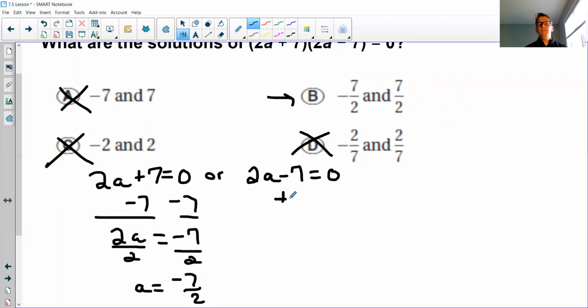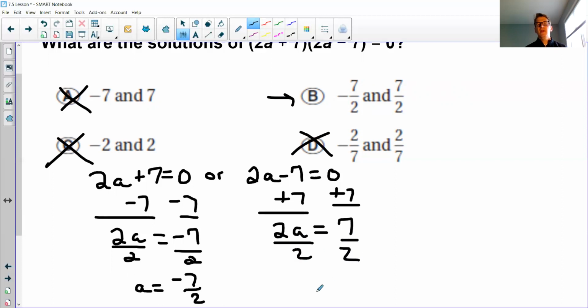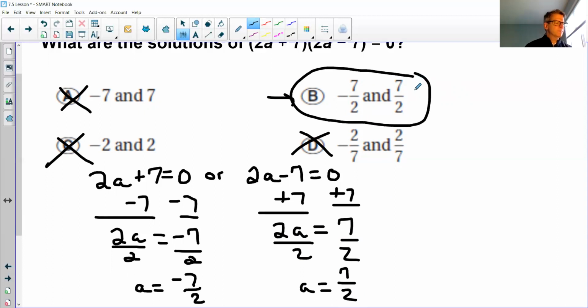So add 7. You get 2a is equal to +7. Divide by 2 on both sides. A is equal to 7/2. So your answer is B, -7/2 and 7/2.